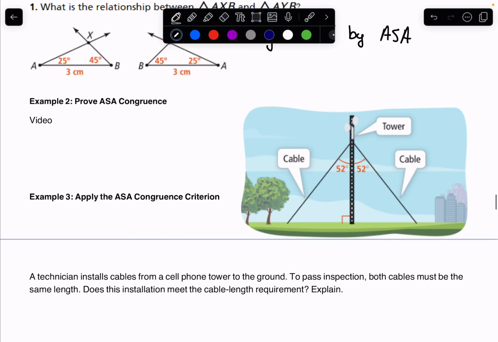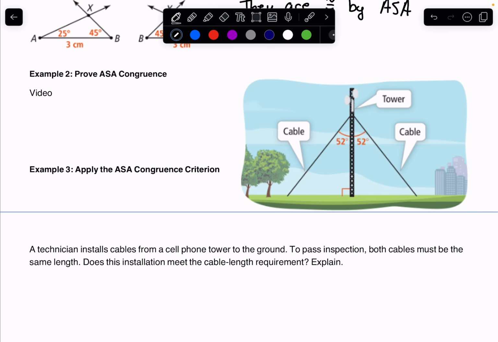Here's the next example. We're using angle, side, angle congruence. So we're going to skip the video, by the way. Don't worry about that. So we're using this idea in this tower and cable situation where a technician installs the cables from a cell phone tower to the ground. To pass inspection, both cables must be the same length. Does this installation meet the cable length requirement?